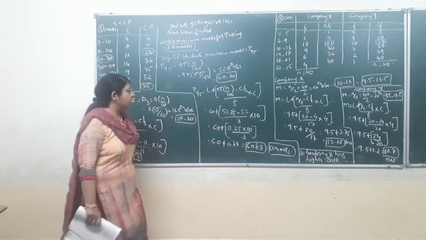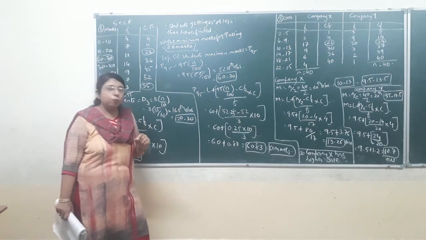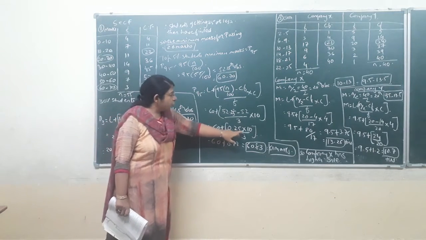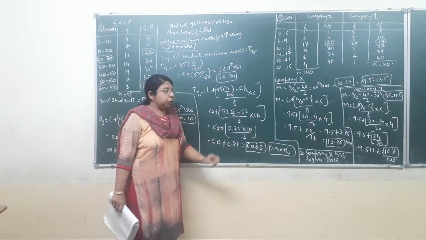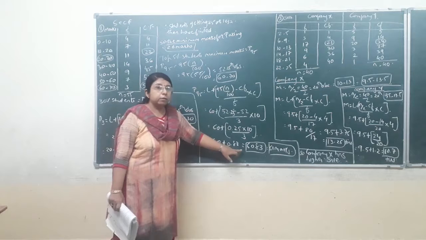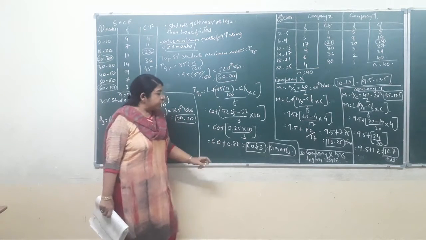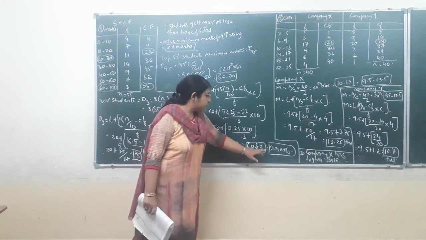Now 52.25 minus 52 would be 0.25. So 0.25 into 10 upon 3. You will do the multiplication and division and get the answer, that is 0.83. That 0.83 you will add to 60, and then you will get 60.83 marks.